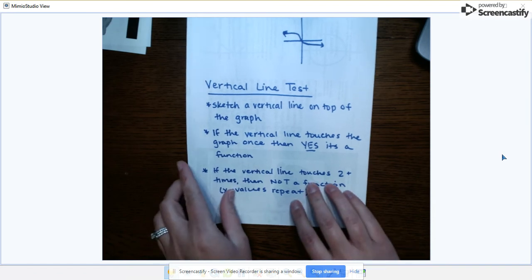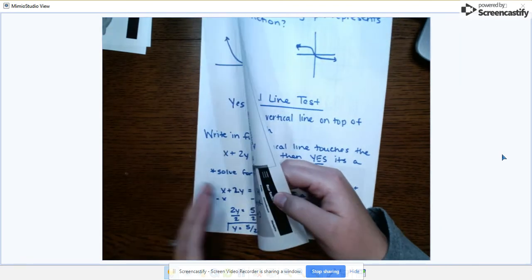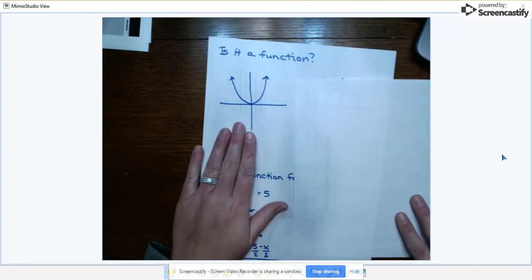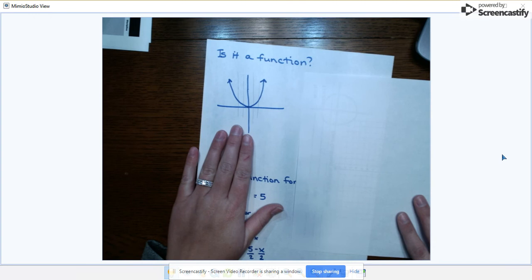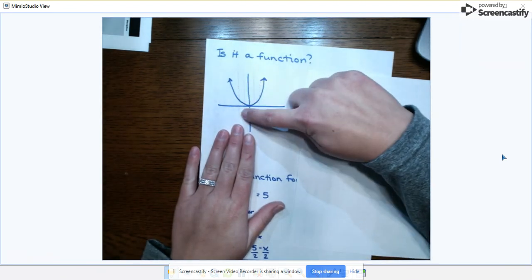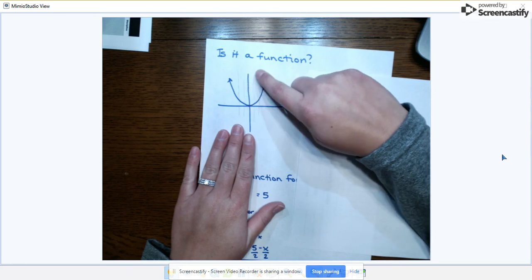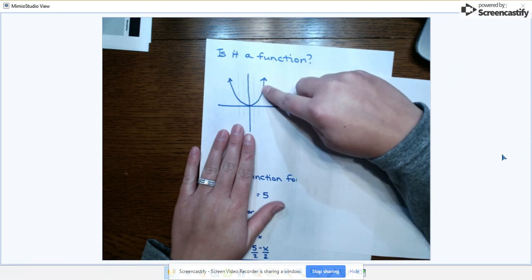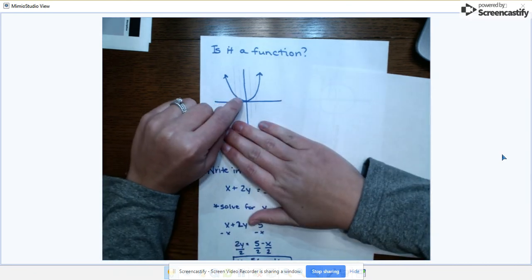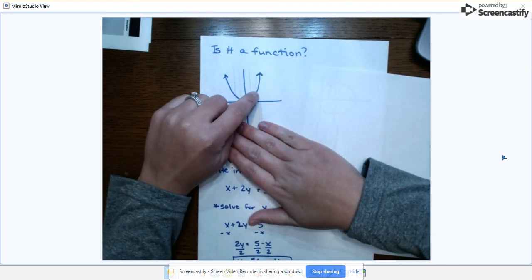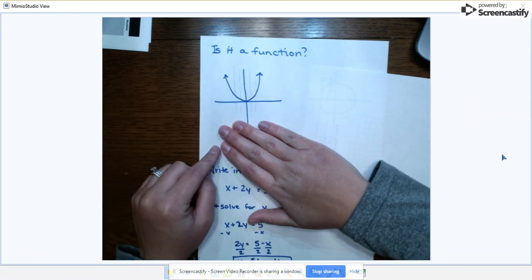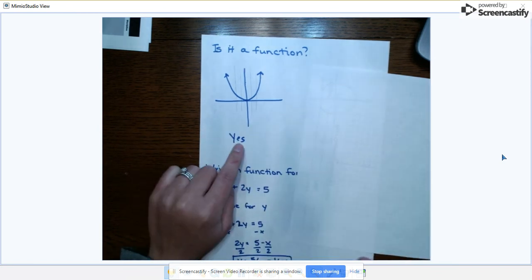So we're going to quickly look at a couple examples. Here is our first example. This is what we call a parabola. If you look very carefully, I have sketched in multiple vertical lines. There's 4 different vertical lines in there. And every single one of those vertical lines only touches my graph once. So since each line only crosses the graph one time, it passes the vertical line test, which means it is a function.